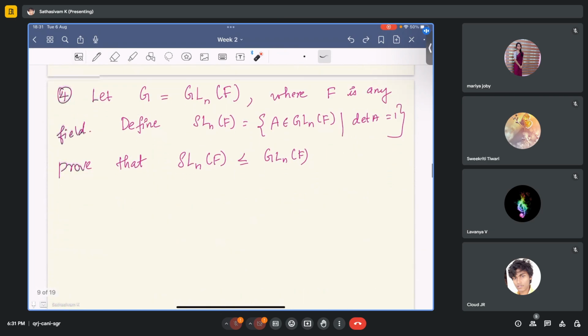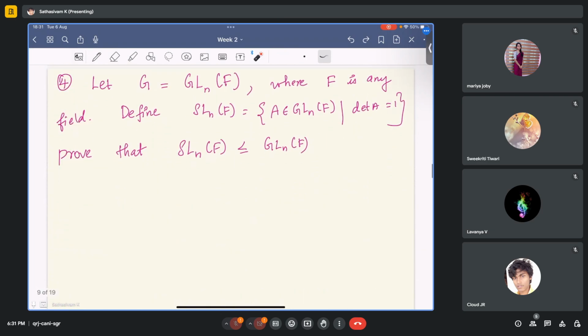Okay, so let's move on to a different problem here. This problem says the following. You have a G here, which is GLn. This group is called a general linear group. So these are basically matrices.